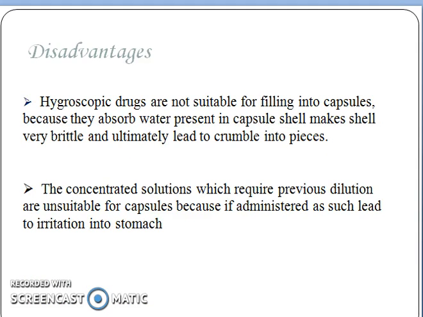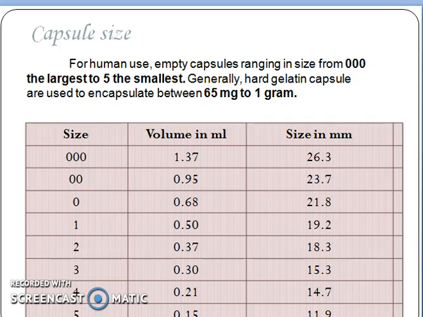Now we'll discuss some disadvantages. First, hygroscopic drugs are not suitable for filling into capsules because they absorb water present in the capsule shell and make the shell very brittle, ultimately leading it to crumble into pieces. Concentrated solutions which require previous dilution are unsuitable for capsules because if administered as such they lead to irritation in the stomach.